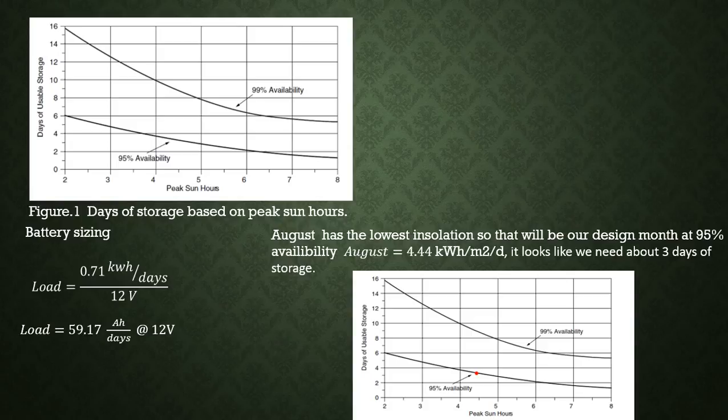For the battery sizing, the load is equal to 0.71 kilowatt hour per day divided by 12 volts. The load is equal to 59.17 amperes hour per day at 12 volts. August has the lowest insolation, so that will be our design month for 95% availability. It looks like we need about 3 days of storage.